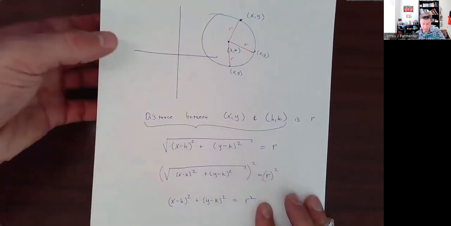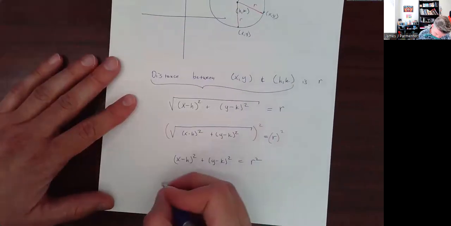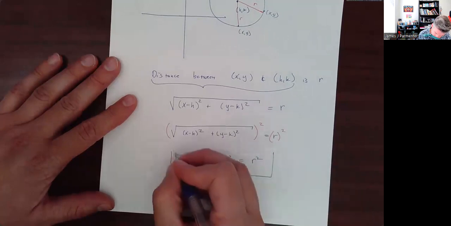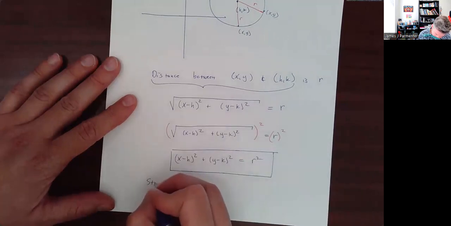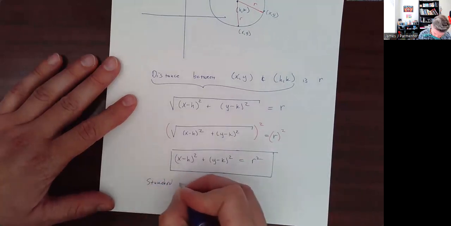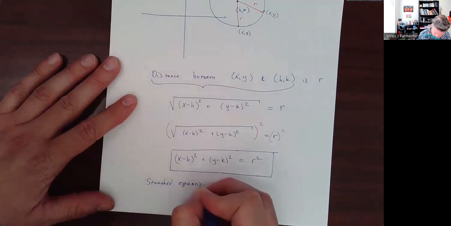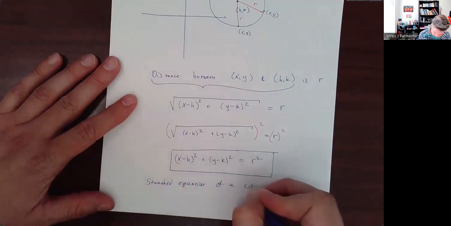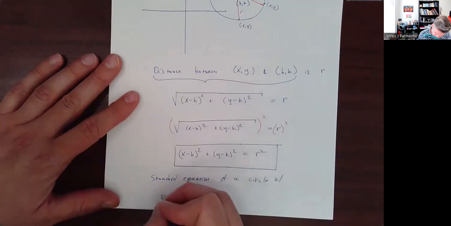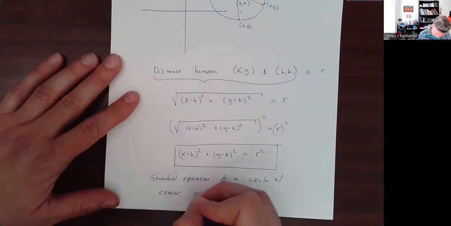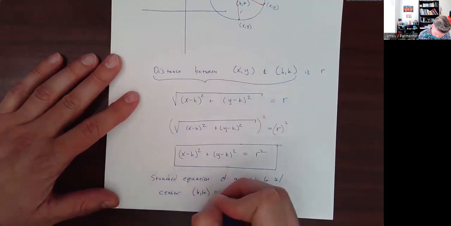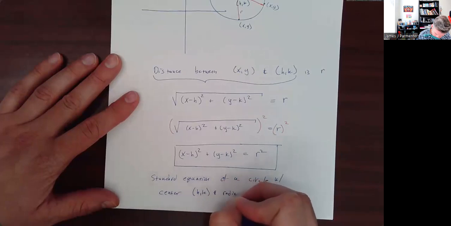And that's really it. This is the standard. Let me actually box that up there. It's the standard equation of a circle with center h comma k and radius r.